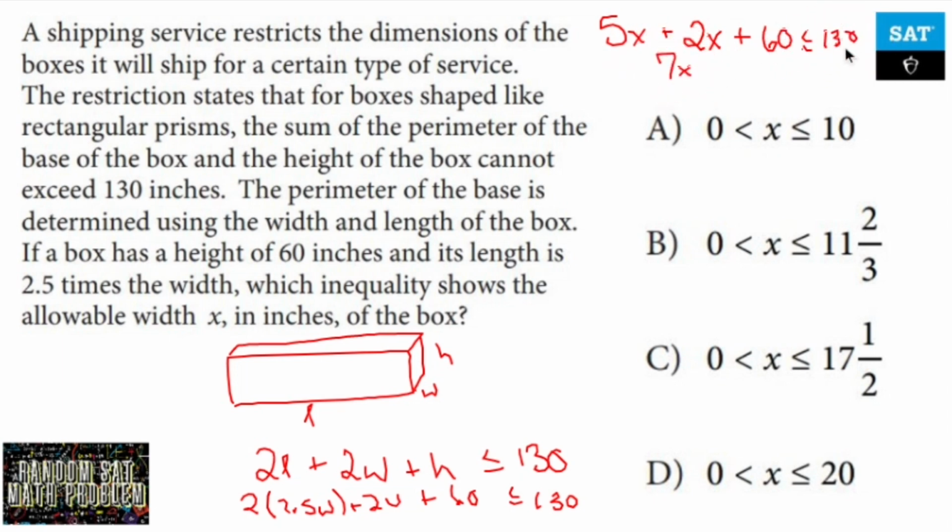7x, if I subtract both sides by 60, I get 70, divide by 7, and moving it down here, x is going to be less than or equal to 10. Now, they're giving me an in-between because you can't have negative measurements. So at the end of the day, x, which is my width, has got to be 10 inches or smaller, but also bigger than 0. So the answer is A.